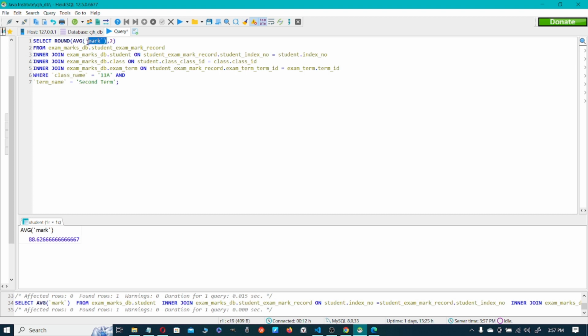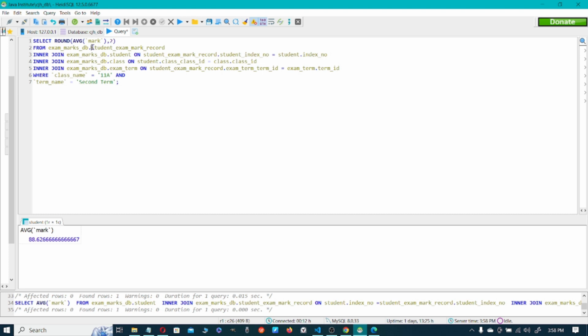We have derived the average of marks. Then we have taken that mark to 2 decimal places. That's why we have used the keyword round and the digit 2, so we can round it off to 2 decimal places.